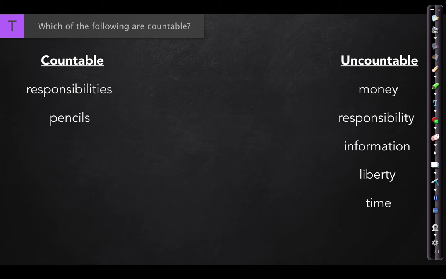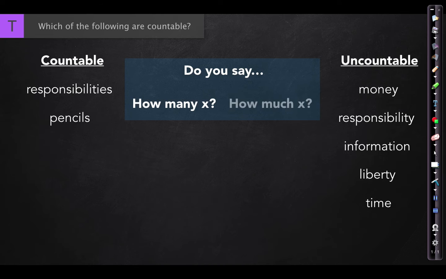So how do I know whether a noun is countable or uncountable? A really simple test that I find is easy to do is ask yourself, do you say how many or how much for each noun? So do I say how many pencils or how much pencils? Do I say how much money or do I say how many money? So this makes it really easy to identify if a noun is countable or uncountable.